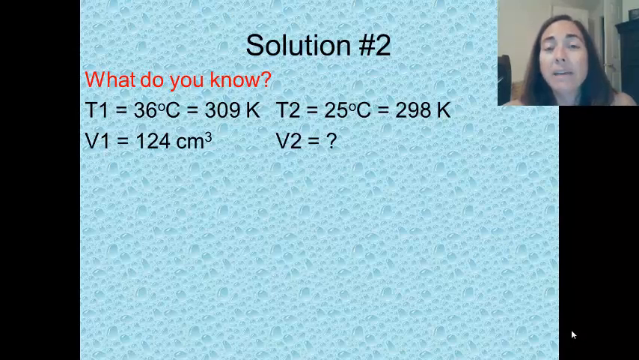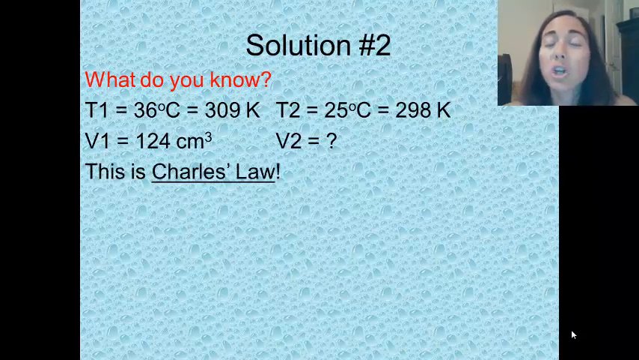So again, let's make a list of what we know. I know the initial volume of the ball and I know the initial temperature, but I'm going to add 273 to turn that into kelvins. Likewise, I know the temperature dropped to 25 degrees Celsius, and I know that I need to add 273 to that to give me 298 Kelvin. Now let's find that second volume.